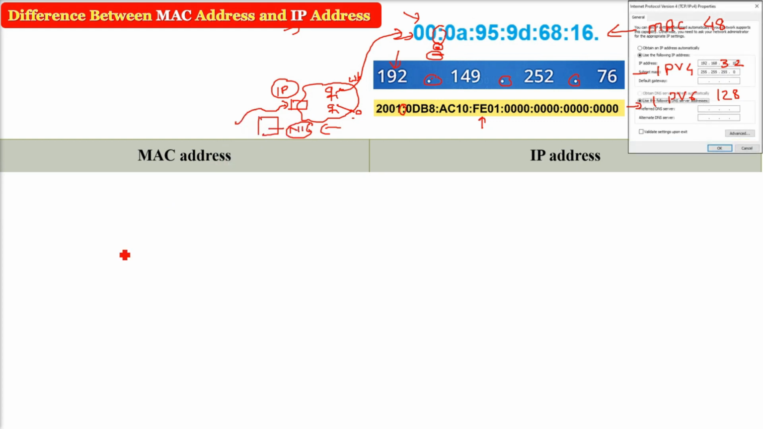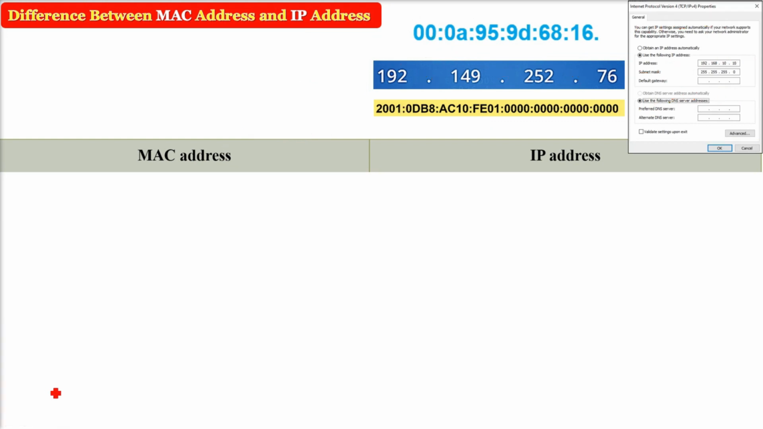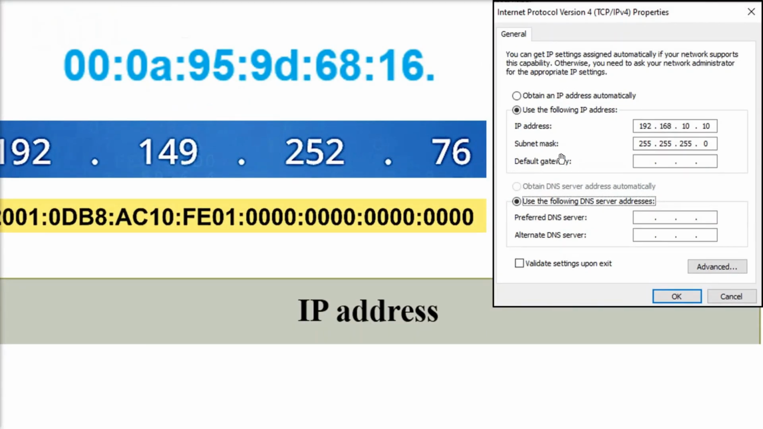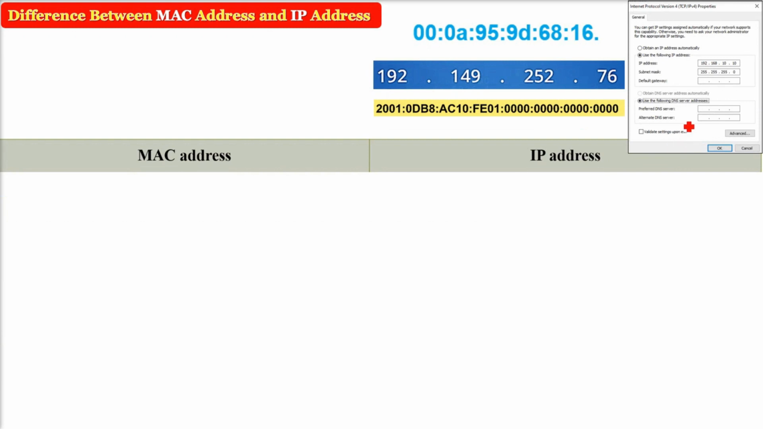Now let us see one by one. IP, as I told you, is more of a software. This is how you open the network settings in your Windows computer, and you can give your IP. It can be obtained using DHCP. The 192.168.10.10 is a class C IP. There are different classes: A, B, C, D, E. This is the kind of IP you give yourself, and when you are on the internet, the internet service provider will give you a public IP. But MAC cannot change.